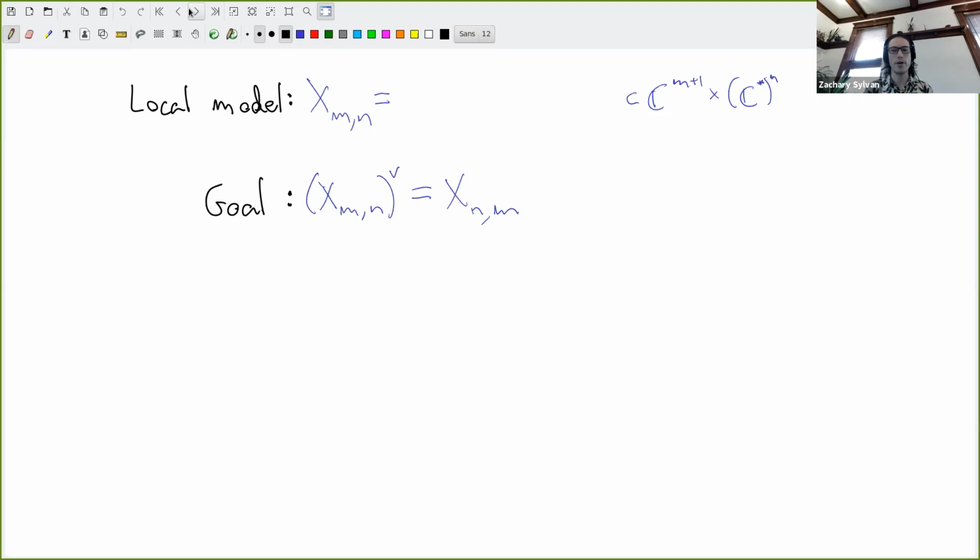So our local model near a singularity is this X_{m,n}.